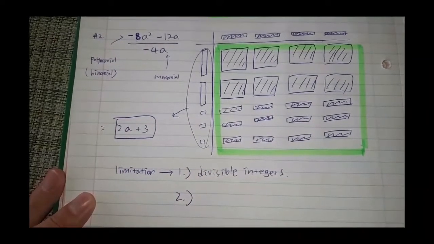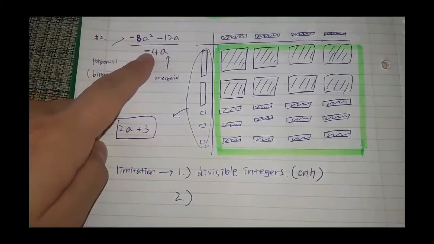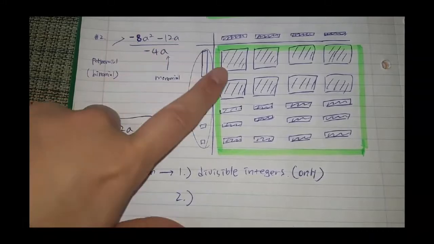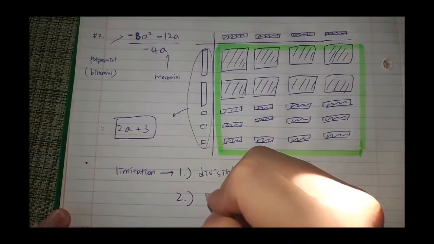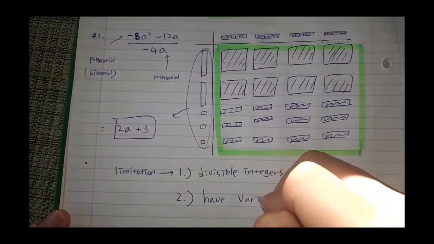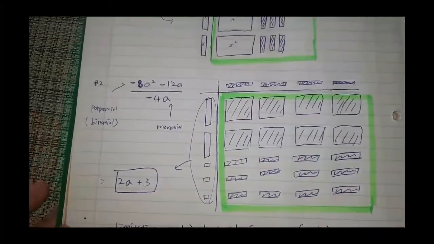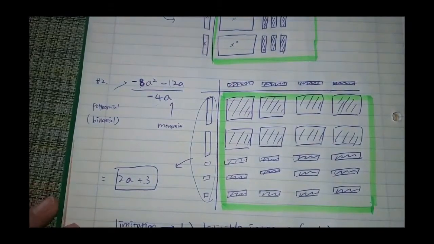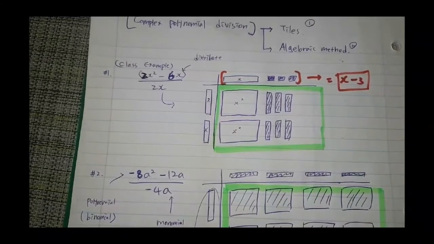However, if it's -8, and you imagine you have -3 over there, 8 and 3 cannot be divisible, and then you cannot use tile. Number 2, it works when you have variables. And when I say variable, literally all of them. As soon as I have a square, but imagine -12 is just constant -12 and divided by -4a, this method doesn't work. Then we gotta use what we're familiar with, the algebra method.